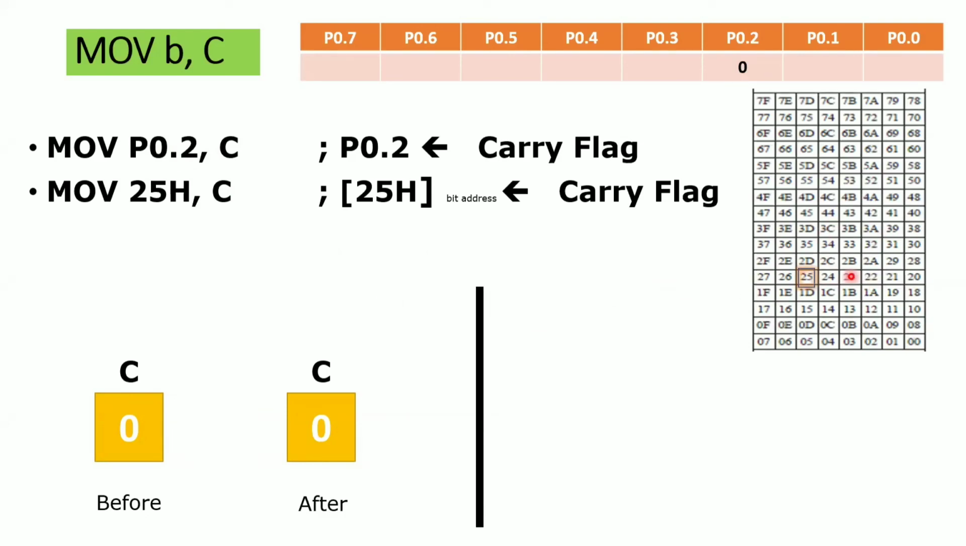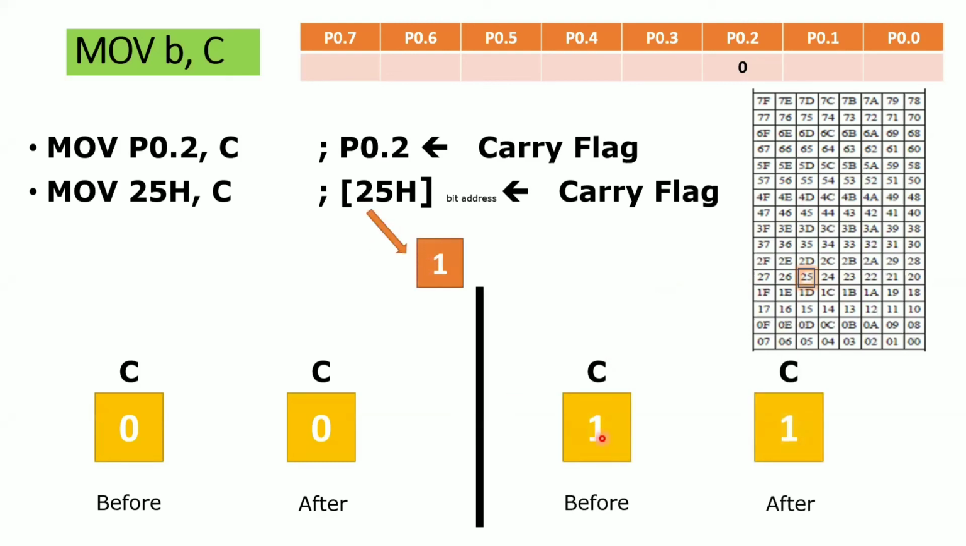Take an example. In this 25th memory location, I have some value. Whatever value is present here gets replaced with the value of the carry flag. So earlier the carry flag is 1, and that 1 will replace the value in the 25th memory location. Whatever the value present in the 25th memory location, it gets replaced with the value of your carry flag. The carry flag still remains the same. The contents of the carry flag will not change. Only the address location value is changed.